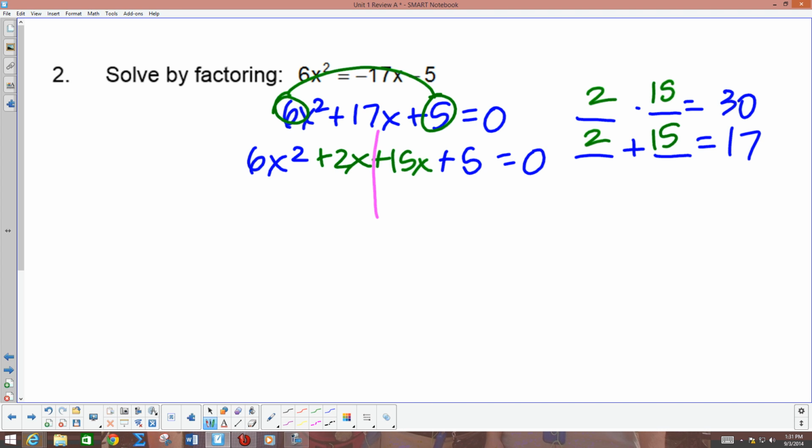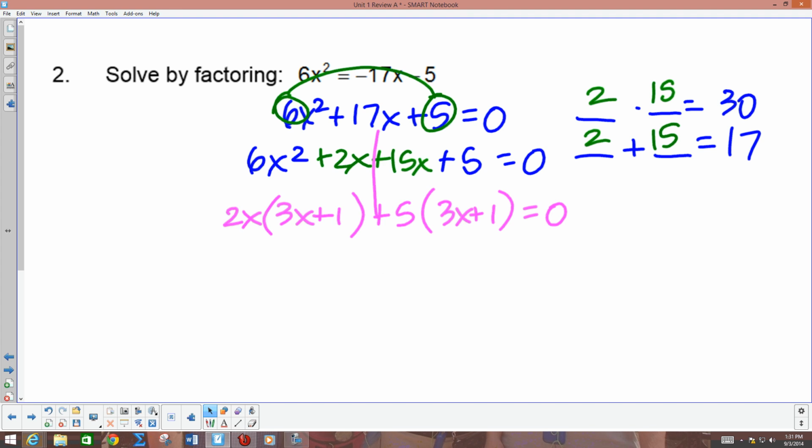So what is common with 6x squared and the 2x? Well, that's a 2x. And what do I have left over? Well, I'll have 3x plus 1. And I can factor a 5 out of the other pair, and what do I have left? 3x plus 1. So I know that I'm on the right track when these are both the same. Those are both the same. So therefore, I know that I can continue factoring by grouping with this.